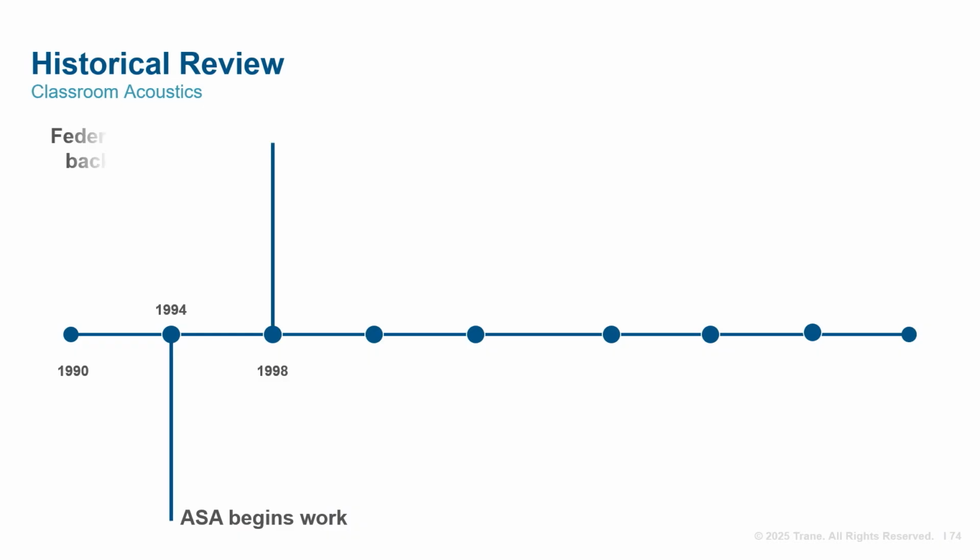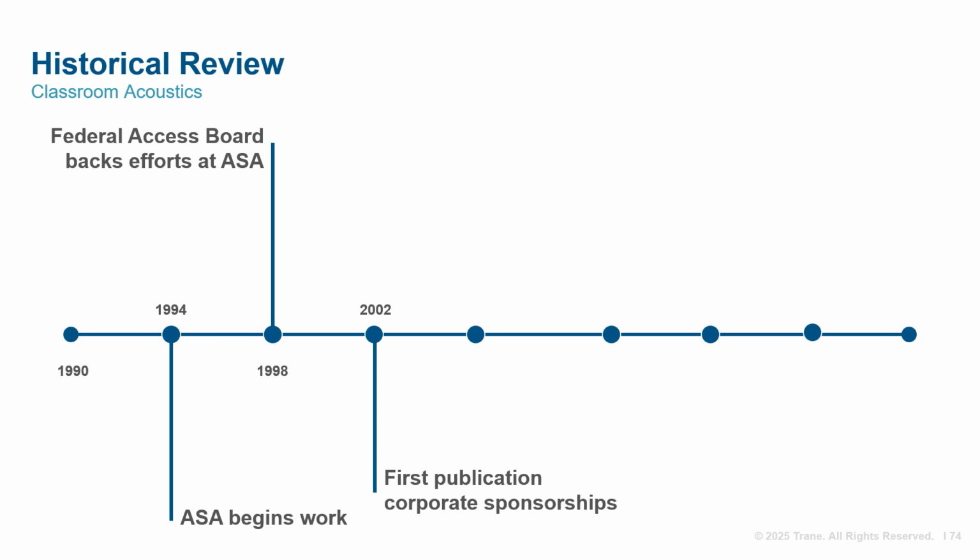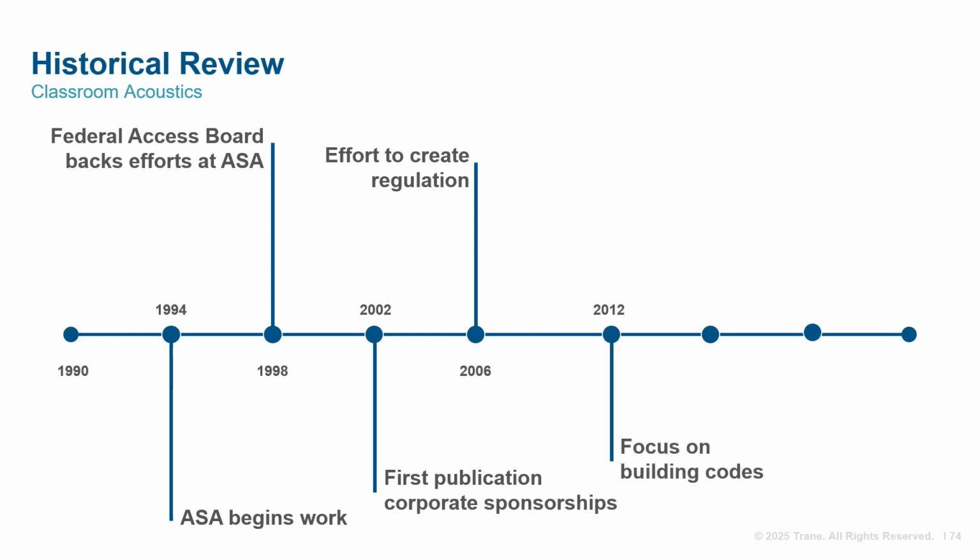By 1998, the Federal Access Board had been swayed by a parental appeal in relation to hearing in classrooms and backed the efforts at the ASA. The standard was first published in 2002. 2 corporate sponsors allowed for the standard to be downloaded for free for over a decade. The original goal was to create federal regulation, but this eventually shifted to influencing building code.